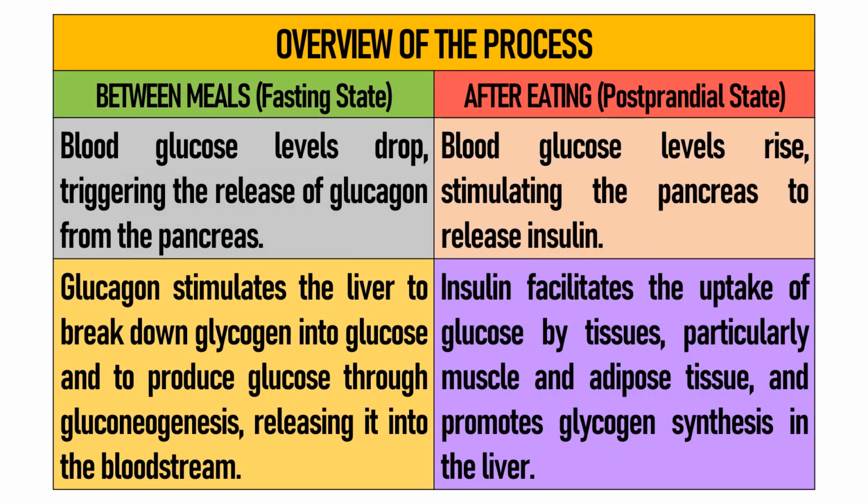An overview of the process between meals, that is, during fasting state. Blood glucose levels drop, triggering the release of glucagon from the pancreas. Glucagon stimulates the liver to break down glycogen into glucose and to produce glucose through gluconeogenesis, releasing it into the bloodstream. After eating, that is, in the postprandial state, blood glucose levels rise, stimulating the pancreas to release insulin. Insulin facilitates the uptake of glucose by tissues, particularly muscle and adipose tissue, and promotes glycogen synthesis in the liver.